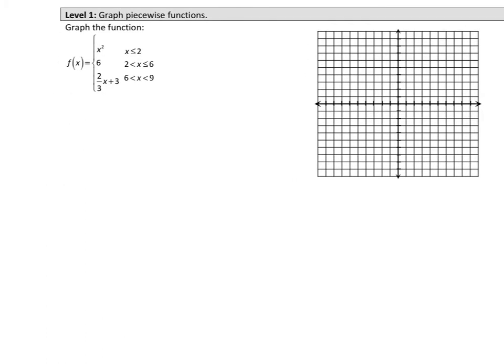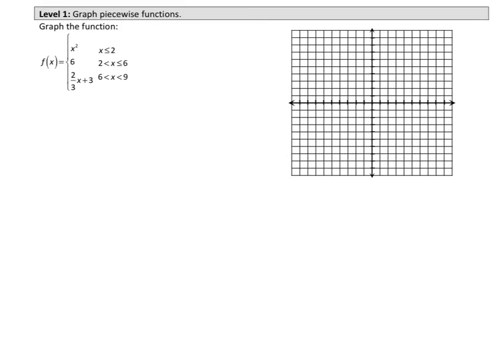So if we look at this first part, we are graphing x squared when x is less than or equal to 2. If you want, you can put in a dotted line. It's not really part of the graph, but we could put in a little dotted line just to remind ourselves that's where we're going to split the graph. This whole left-hand section of the graph is going to be the function x squared.